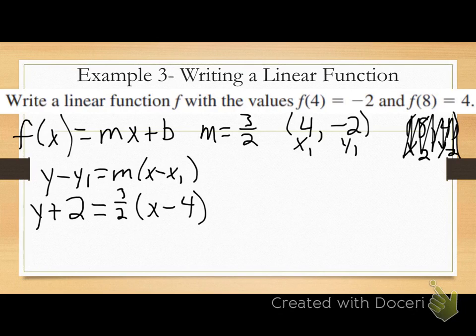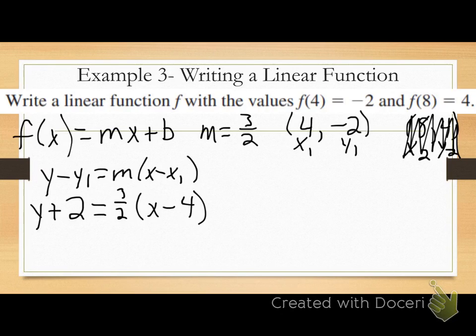The plus 2? Look, that's my y value from my ordered pair that I'm using. We chose to use 4, negative 2, so we did y minus negative 2, which turns to y plus 2. Okay? Now we want it in that function notation, correct? So I need to try to get what by itself?